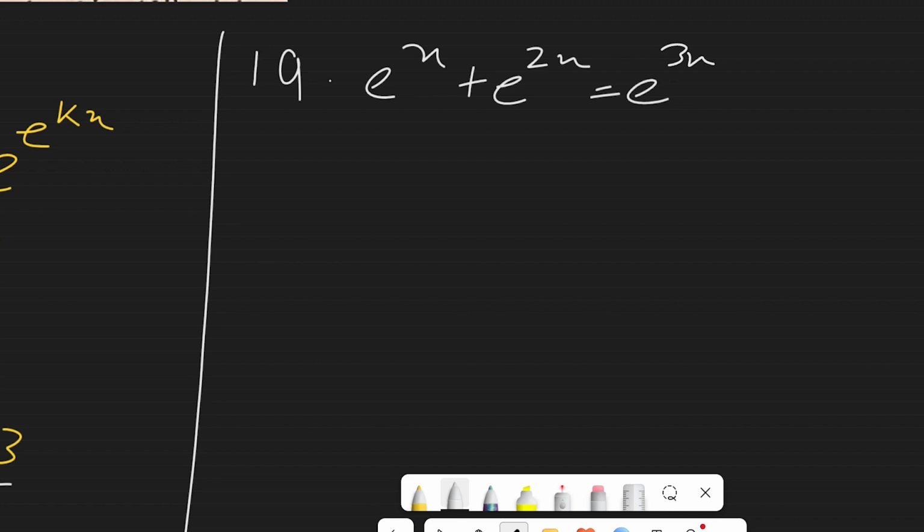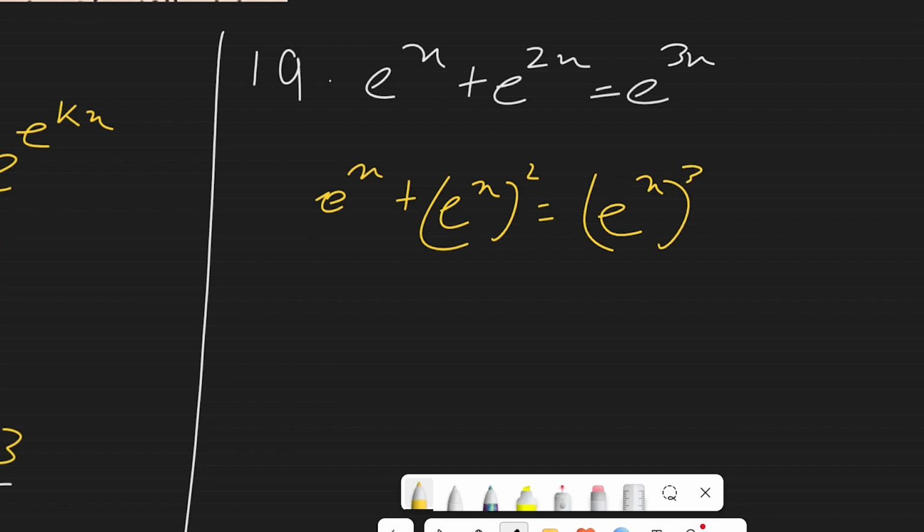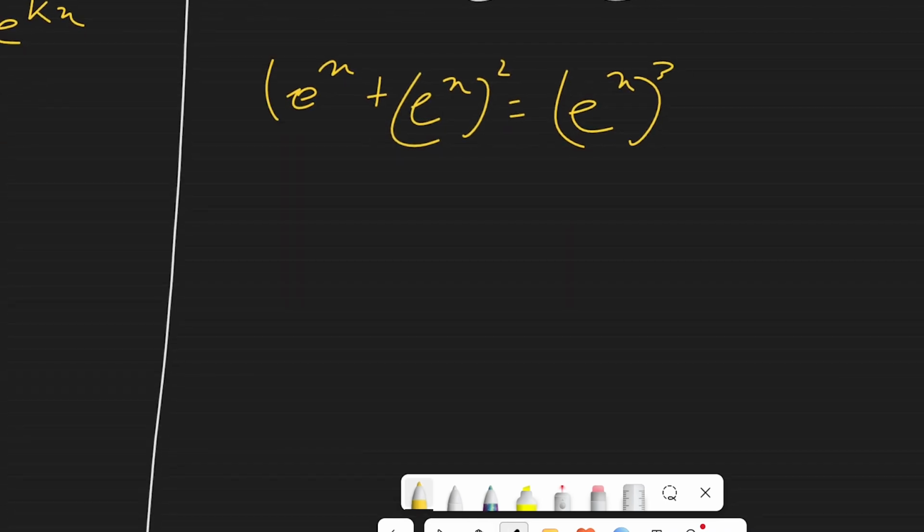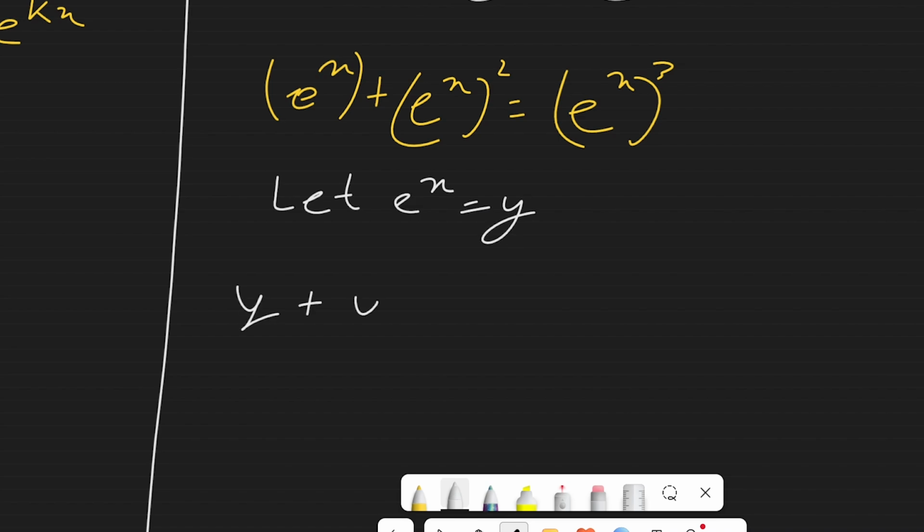Or else what I can do is write it as e^x plus (e^x) whole squared is equal to (e^x) whole cubed. This way we have this e^x common in the whole equation. Let e^x be equal to y. Then what will happen is y plus y squared is equal to y cubed.